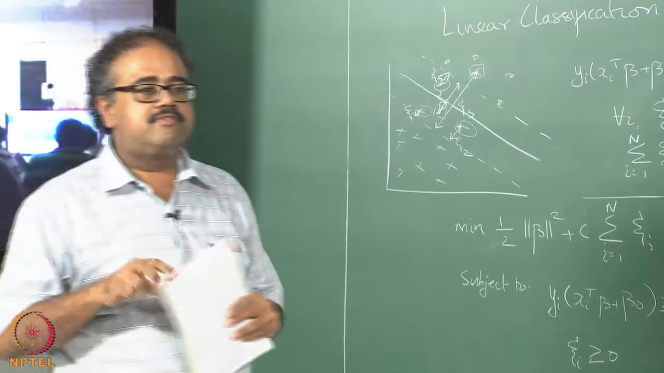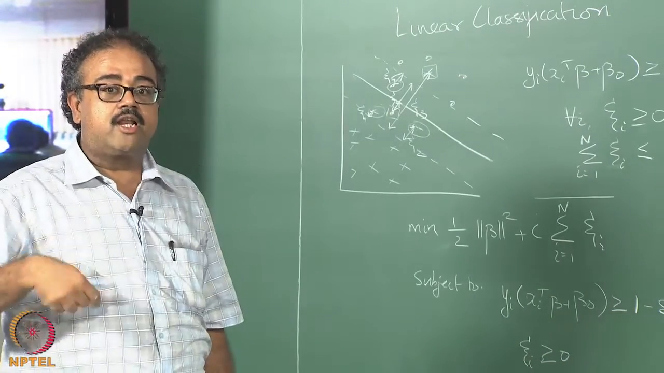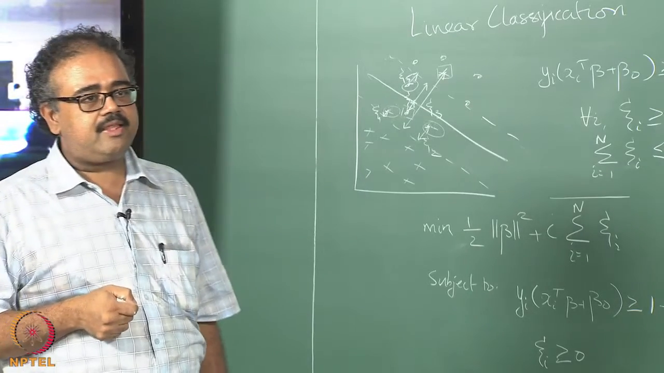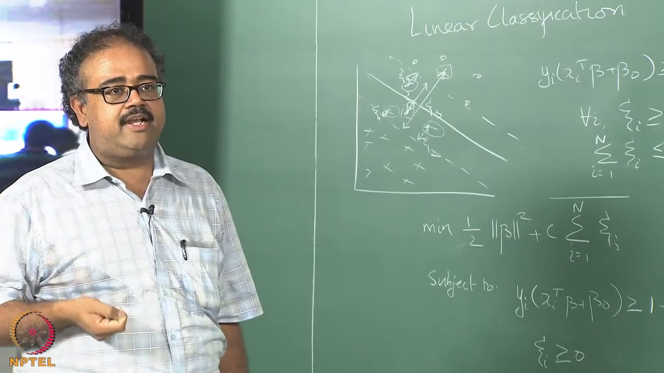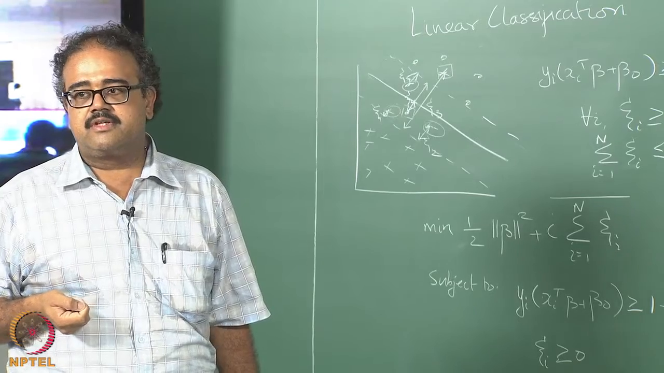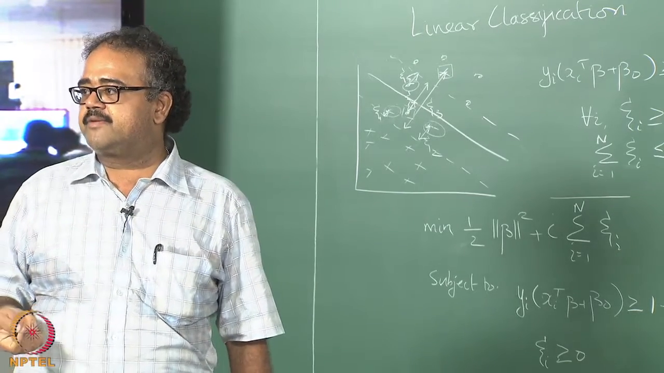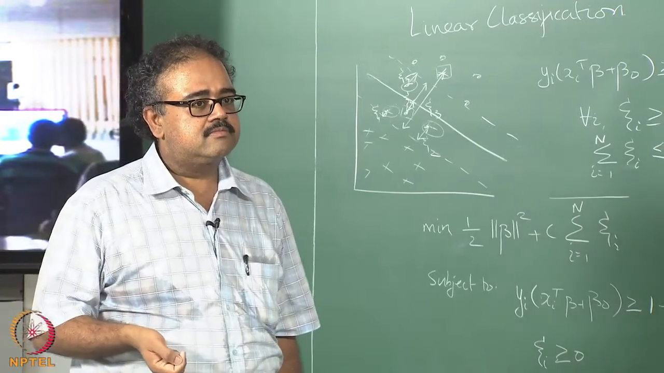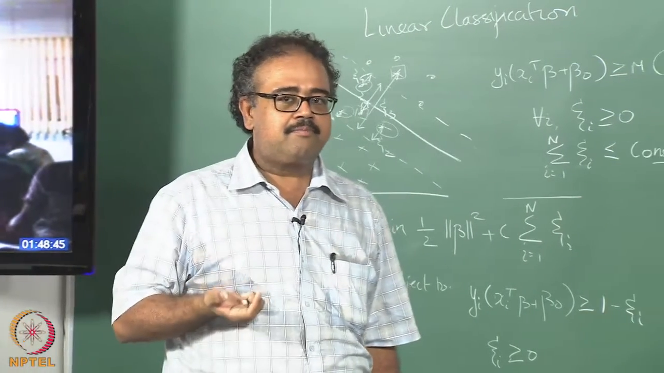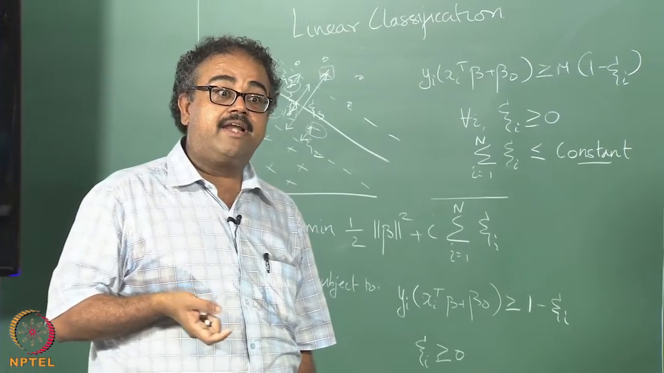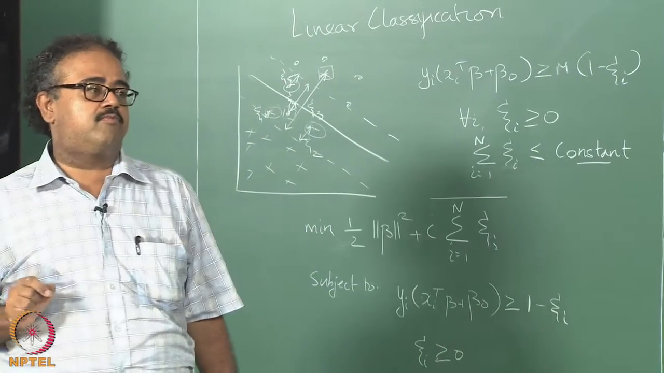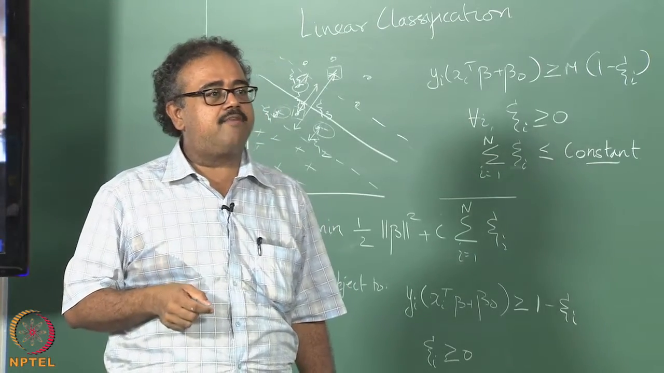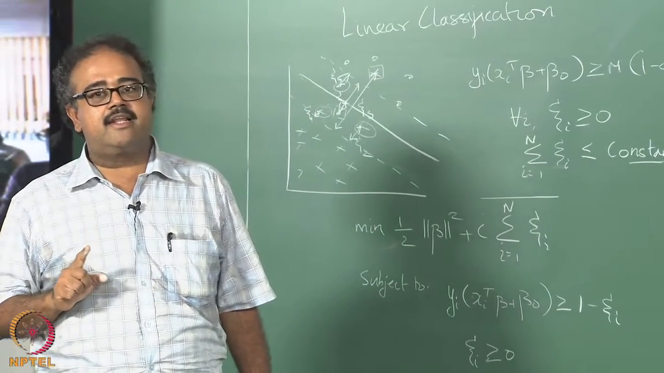Does it make sense? If C is small, then you are allowing a lot more errors to happen. If C is very large, then you are forcing the classifier to classify as much of the training data correctly as possible. If the data is truly linearly separable and you make C very large, what will happen? You will find the correct linear separator. But if the data is truly linearly separable but you keep C small, what might happen? You might trade off errors in the training data for a larger margin, even if the data is linearly separable.